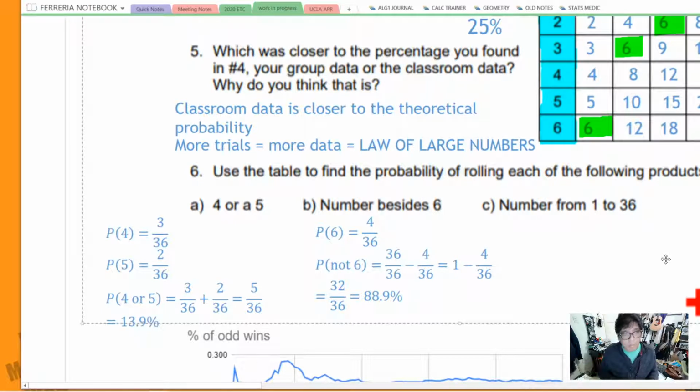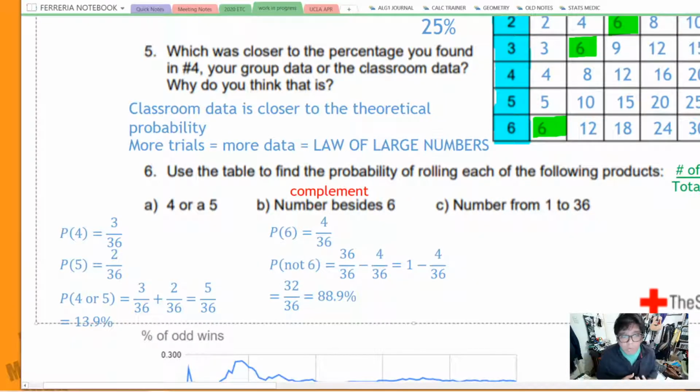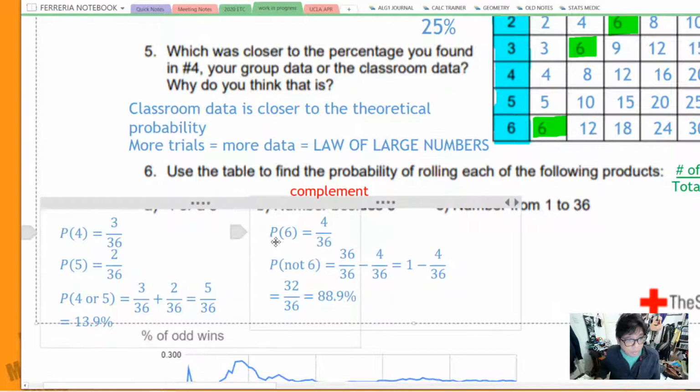This is called a complement. Whenever we find our probability by subtracting from 1, finding all of the undesirables and subtracting them from the entire set, we call that a complementary set. So here, we want everything but the 6, so we subtract from 1 to find out everything that is not a 6. So we find out first how many 6s there are, then we subtract it from the total number of outcomes, and that gives us this 32. This process of subtracting from the total number of outcomes, that's what I mean by a complement.